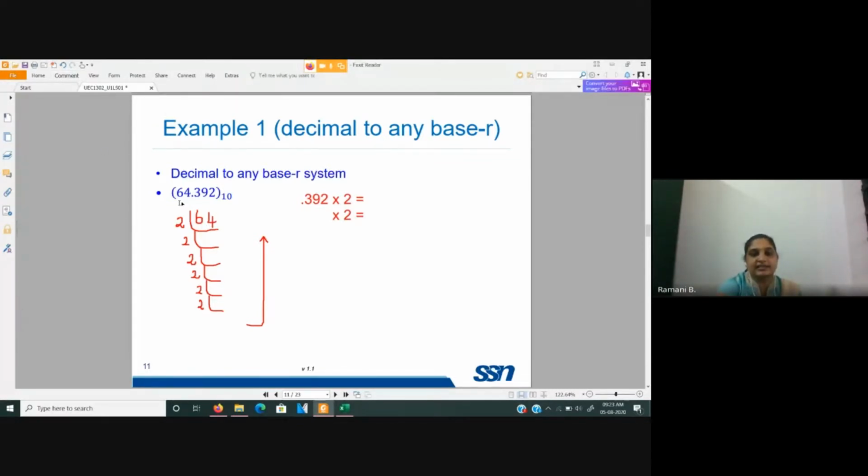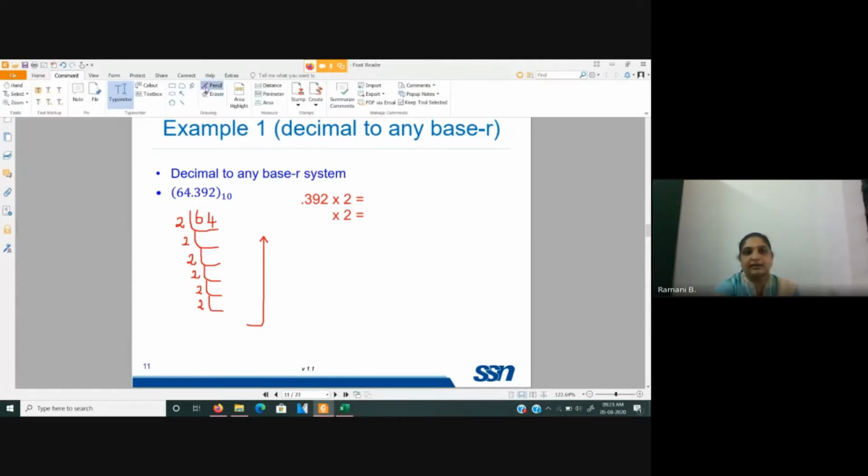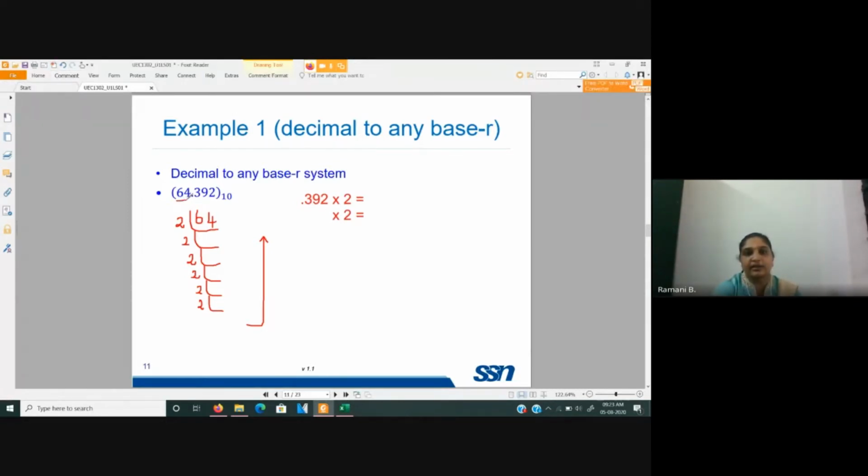Here 64 is the integer part and 0.392 is the fractional part. With the integer part, we are going to do division.